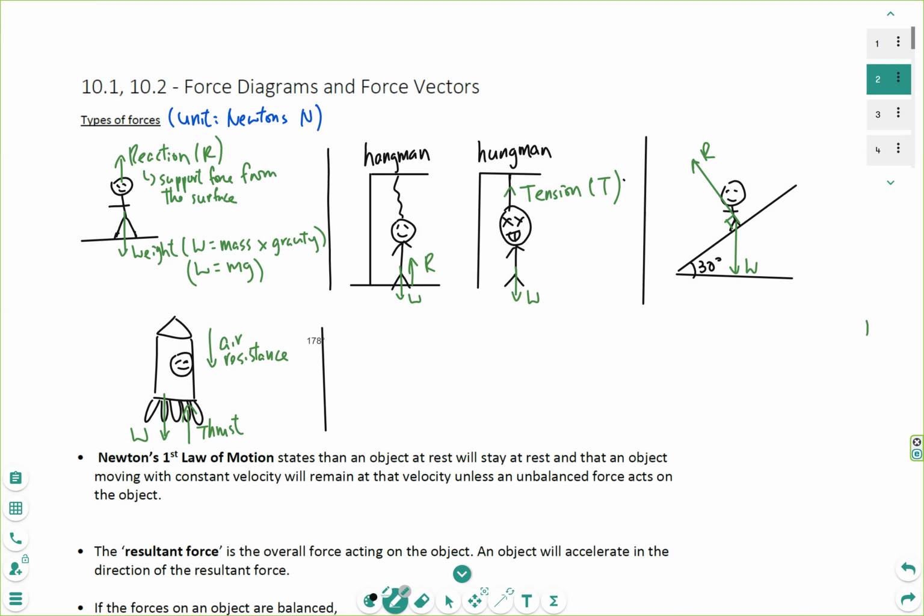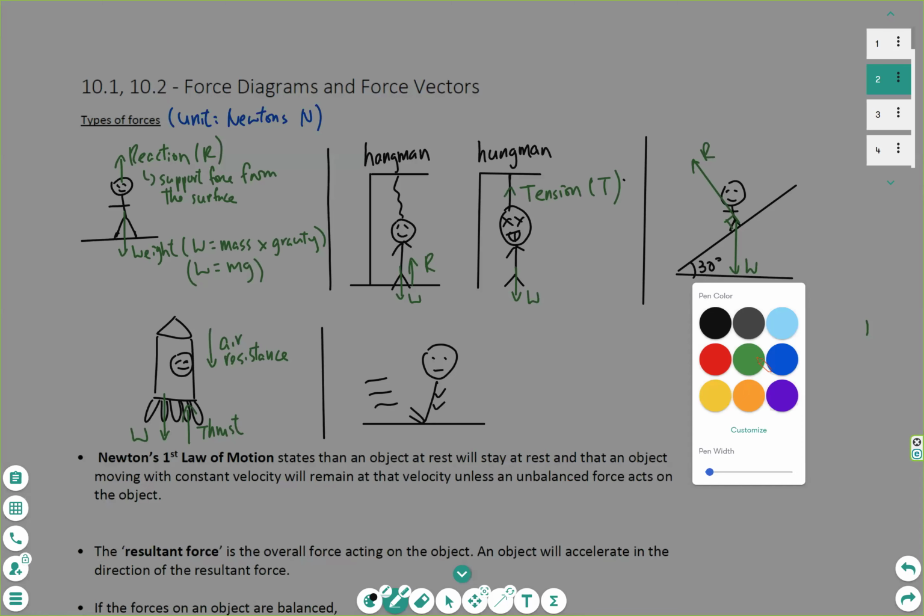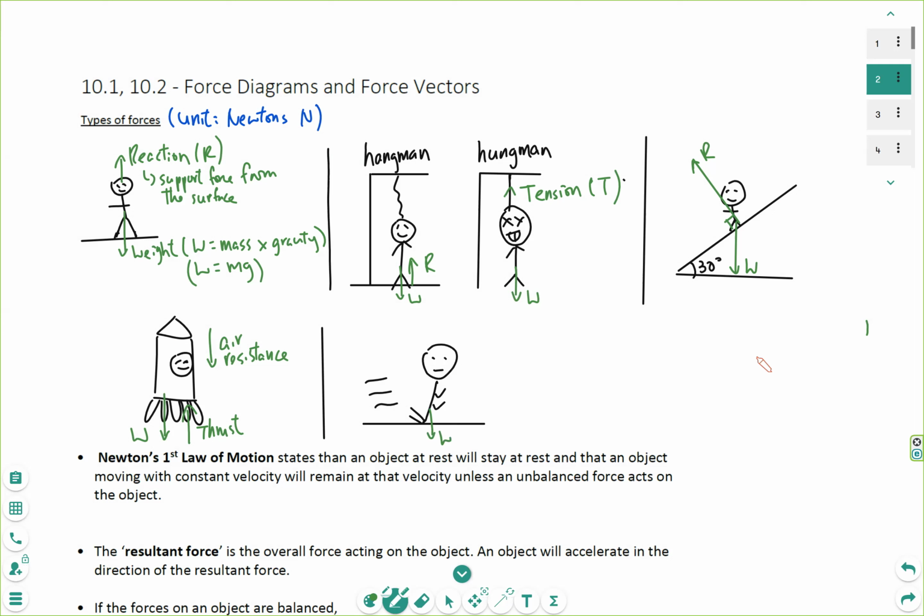Right, one more. What about if you're jogging? If you're jogging, I don't know how to draw a person jogging, but I'll try my best. Draw some motion lines. Very quick. Okay, so jogging. What are the forces on a person jogging? First of all, you still have the weight directly down, and you still have reaction upwards.